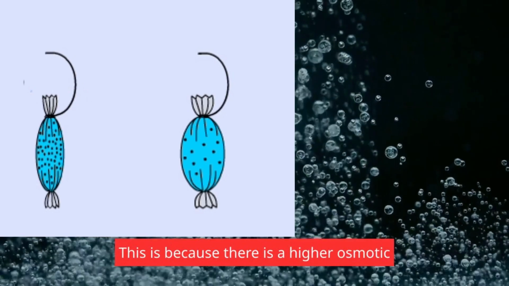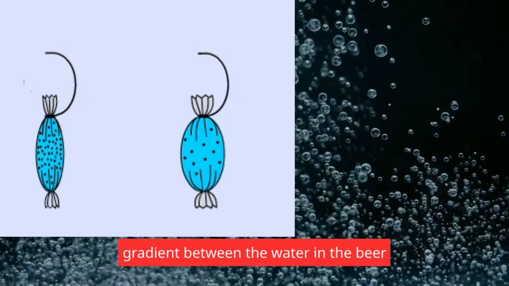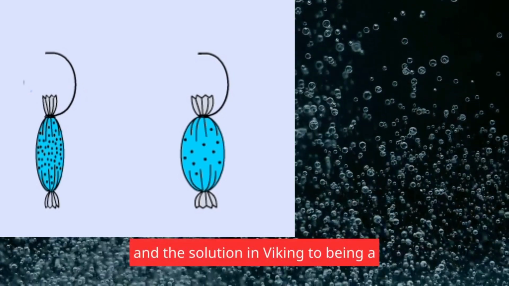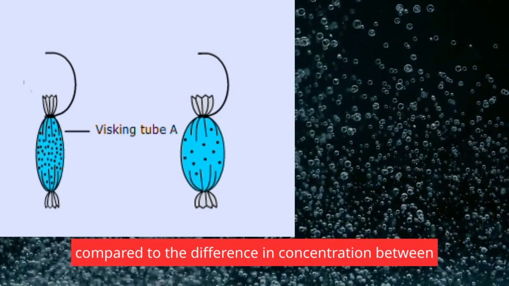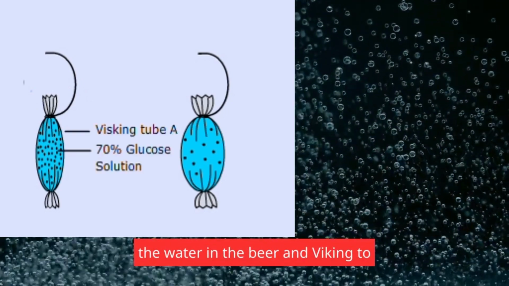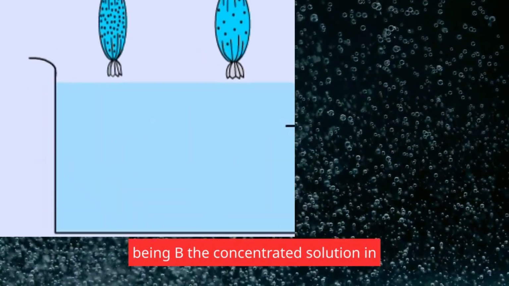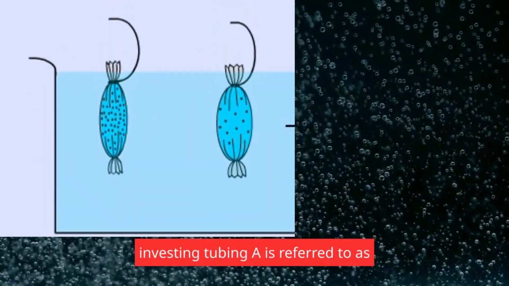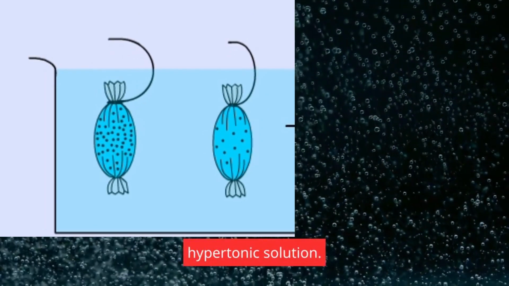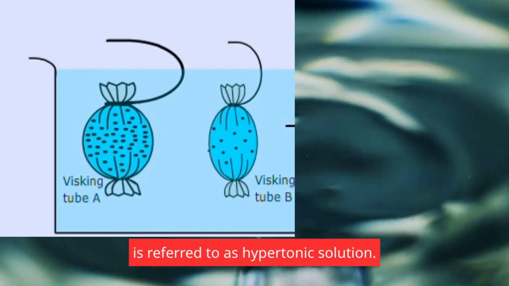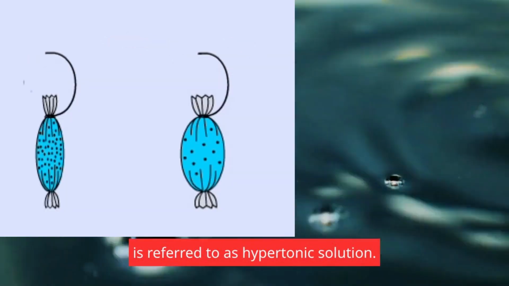This is because there is a higher osmotic gradient between the water in the beaker and the solution in Visking tubing A, compared to the difference in concentration between the water in the beaker and Visking tubing B. The concentrated solution in Visking tubing A is referred to as hypertonic solution, while the distilled water in the beaker is referred to as hypotonic solution.